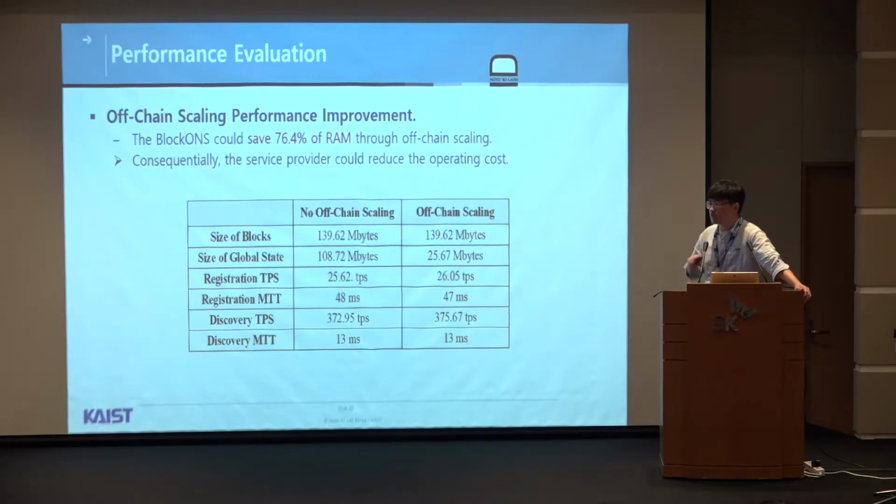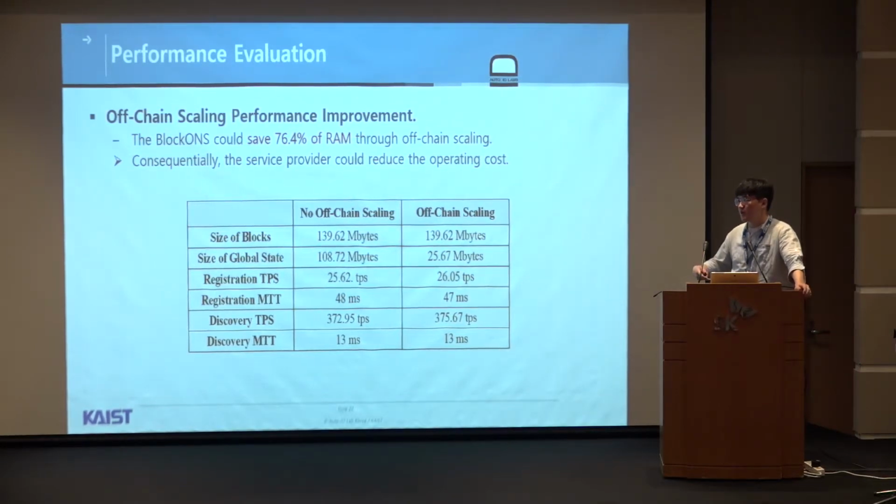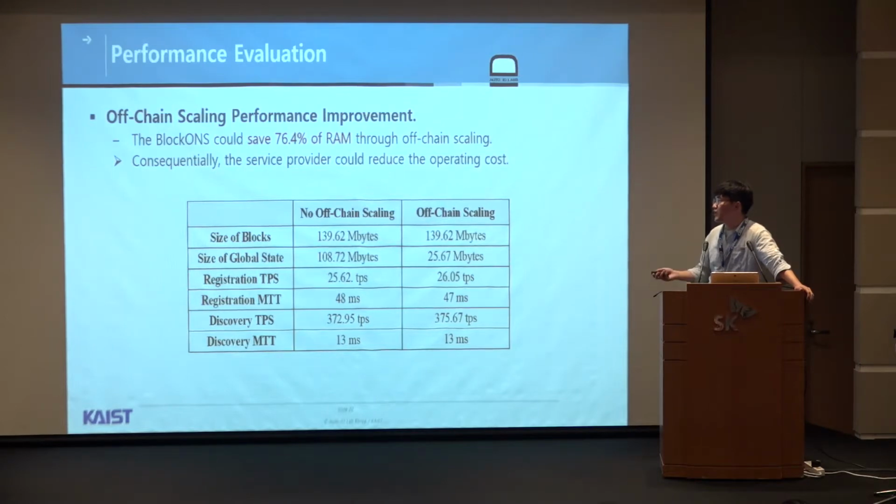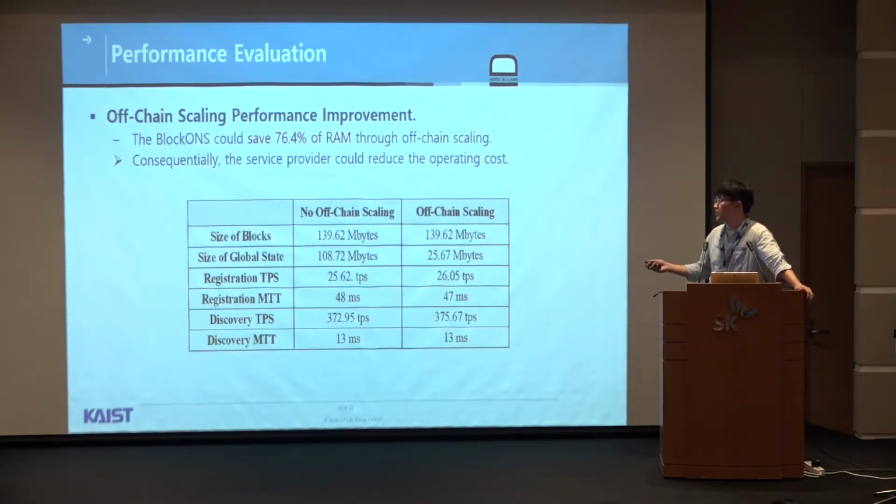As I said, we reduced the size of the original data to critical data. By using the hash algorithm, we can reduce the data size in the global state. Global state is a kind of database in Hyperledger Sawtooth. So by reducing the size of the global state, the service provider could reduce the operating cost, because RAM is very expensive.